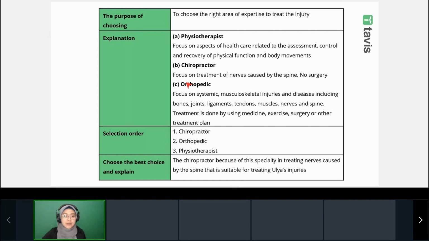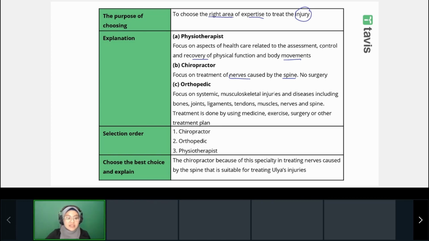Okay, let's see the sample of the answer. You can make a whole table so that you won't miss out. The first question, they ask about the purpose of choosing. Why do you choose for Ulia? You choose the right area of expertise to treat Ulia's injury. Explanation for each career. What do physiotherapists do? Physiotherapy mainly focuses on helping restore movement, recovery of movement. A chiropractor focuses on nerve injury, especially at the spine. Orthopedic basically focuses on the skeletal injuries, including injuries to joints, tendons and muscles.